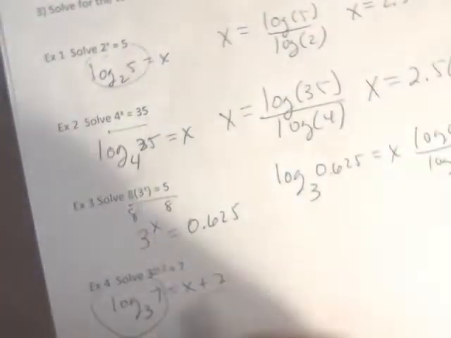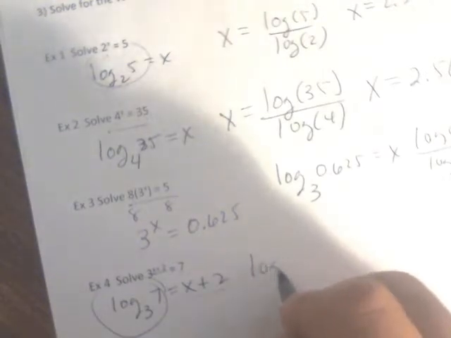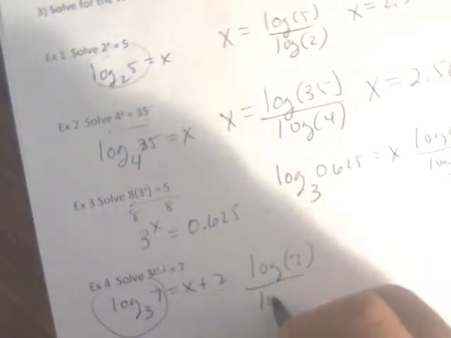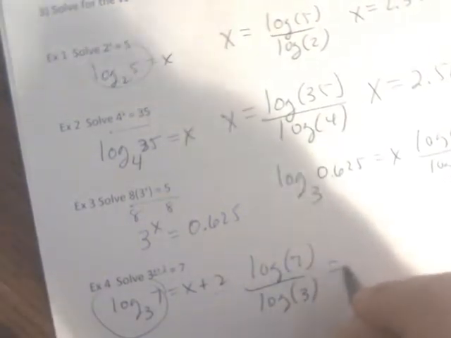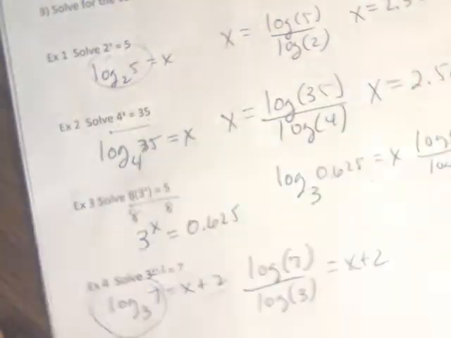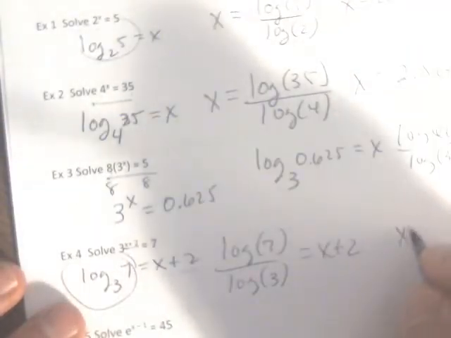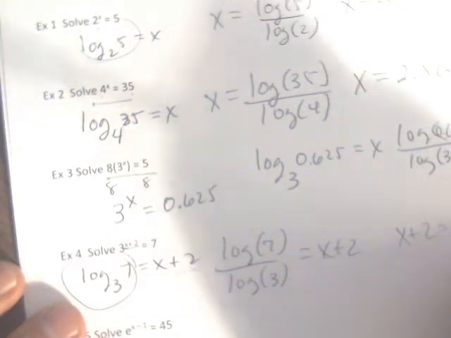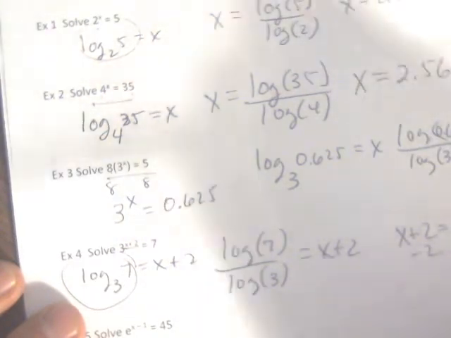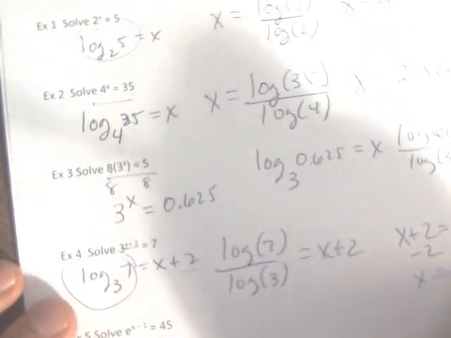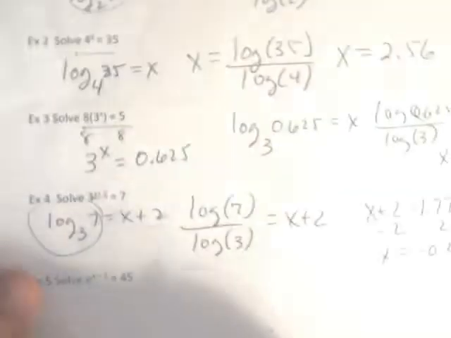So then we do our change of base formula, log 7 divided by log 3 equals x plus 2. So 7 log divided by 3 log equals 1.77. So x plus 2 is 1.77. Subtract 2 from both sides. So x is negative 0.23.